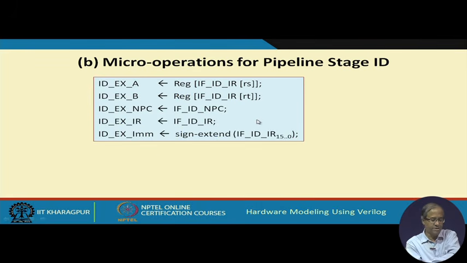Fine. Now, let us move to the ID. ID is very similar, only the variable naming convention has changed. Earlier we said Reg[RS], but now we are saying IFID IR RS, and IFID IR RT. The two registers are prefetched, they will be stored in IDEX A and IDEX B. Similarly, NPC is just copied, IR is just copied as I said, and IMM is sign extended. So, these bits of IFID IR will be sign extended to IDEX IMM.